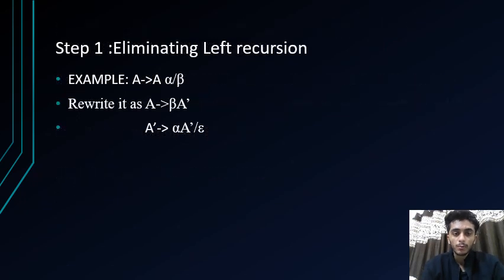Step 1, eliminating left recursion. In this example, you can see how left recursion works and how we'll remove it. Example: A tends to A alpha slash beta. Rewrite it as A tends to beta A dash, and A dash tends to alpha A dash slash epsilon. So this is how elimination of left recursion goes. You can take a screenshot of this if you want.